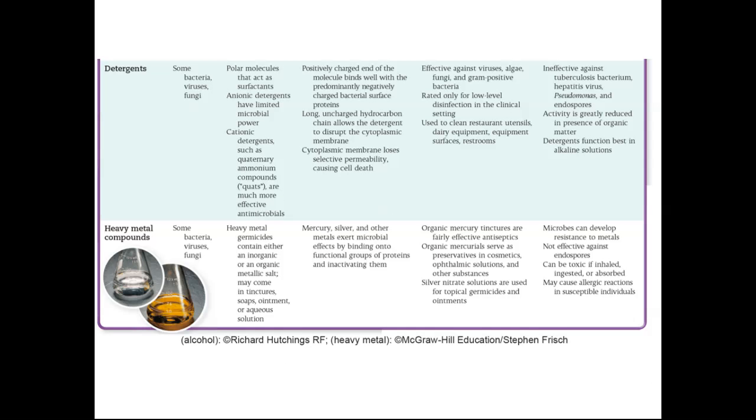Here we go, heavy metal compounds. So we can also use heavy metals as a disinfectant. Those could include silver, mercury, or cadmium. Mercury and silver, though, are the ones that are used most frequently, or have been used most frequently. Mercury's fallen out of favor because of its neurotoxicity in human beings.